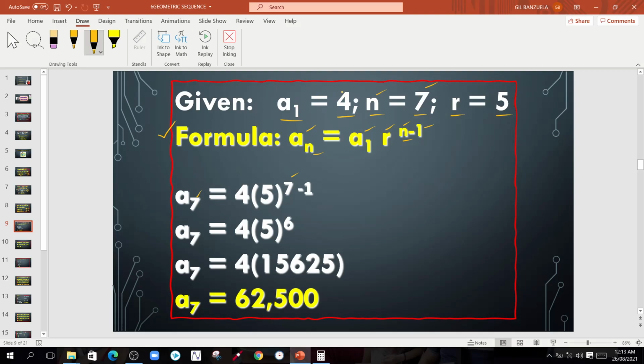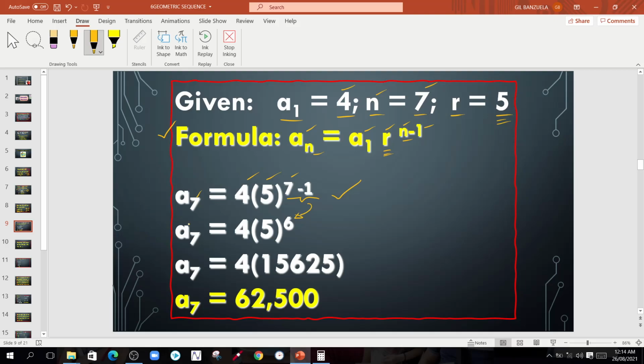Then let's plug in. Let's change a sub 1 by 4. So plugging in 4. Again, let's check. Then for the common ratio, let's plug in 5. Okay, check. Then yung n natin is 7. Then subtract by 1. Alright, so this is check. I hope no question dyan, guys, no? Alright, then let's simplify 7 minus 1. So that would be 6.